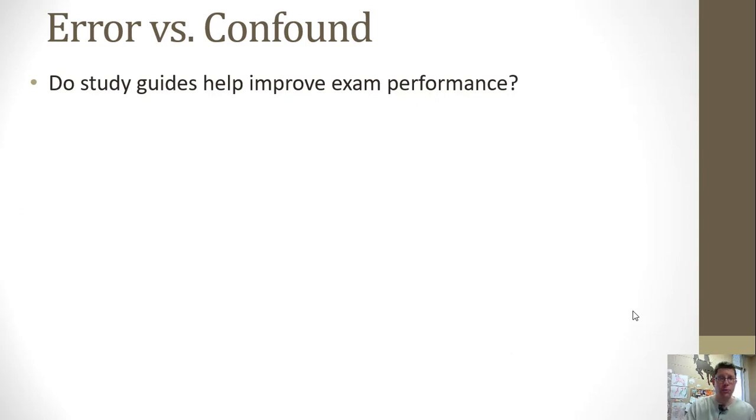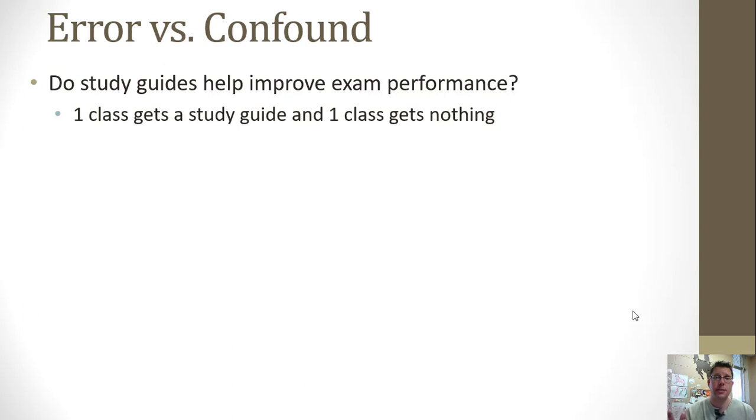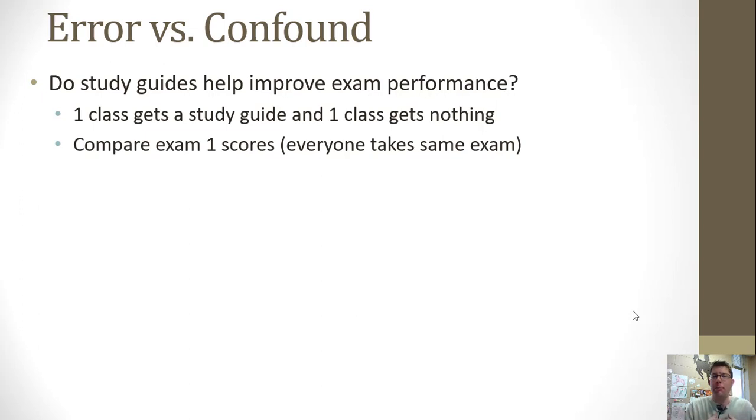So what we're going to do is have two classes, with the same material being covered in both. One class is going to get a study guide for the first exam. The other class isn't going to get a study guide. And then we're just going to compare their first exam scores. Everybody's taking the same exam. So I'm going to throw a couple of different problems at you that could come up in this kind of design, and try to identify whether each is a confound or error.